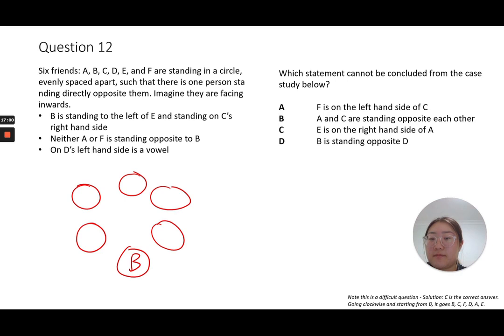So where would E be? Here, right? To the left of E. See, B is on the left of E and C's right-hand side. So C is going to be here. See how B is on C's right-hand side.